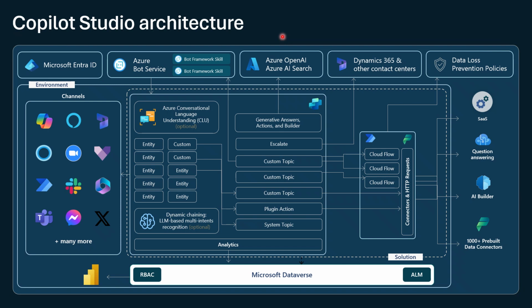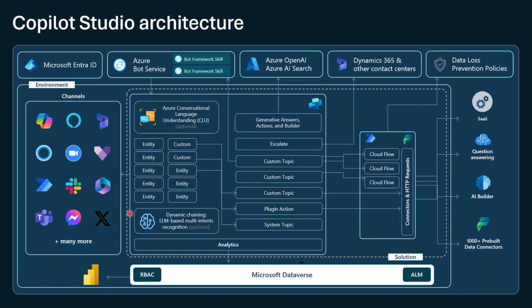Here is a reference architecture for Copilot Studio. The dashed box here is the custom Copilot solution, where you can find multiple entities, custom topics, and plugin actions. Optionally, you can add Azure OpenAI and Azure AI Search capacity to converse on your own data. You can also add dynamic training with LLM-based multi-intent recognition. Once it's triggered, actions such as HTTP requests can be created for further business needs. This can be connected to other SaaS applications and data connectors.